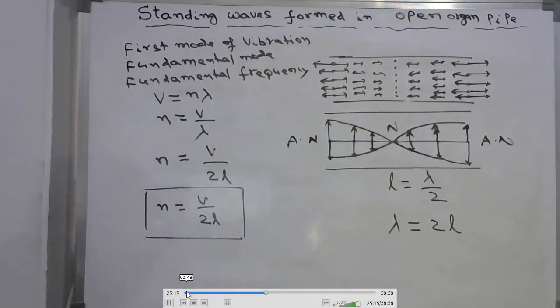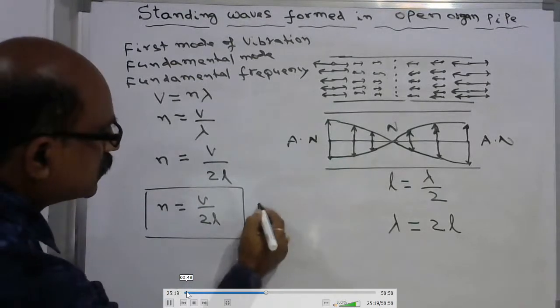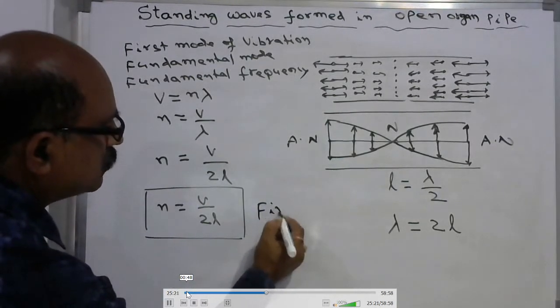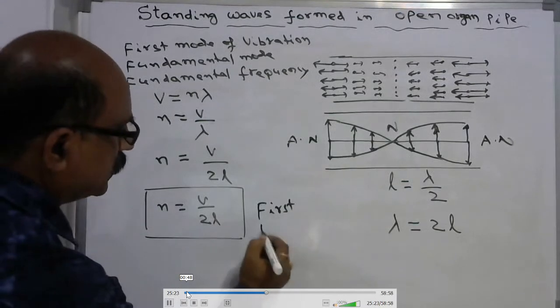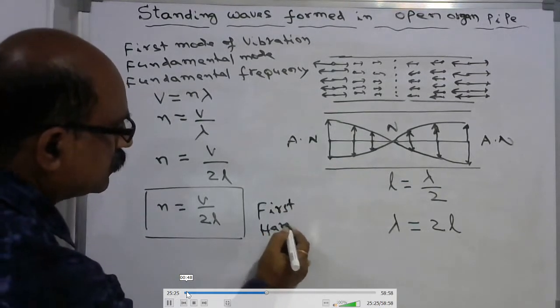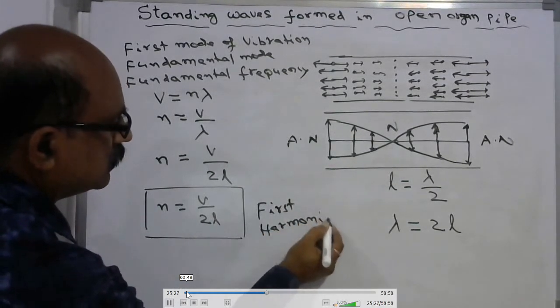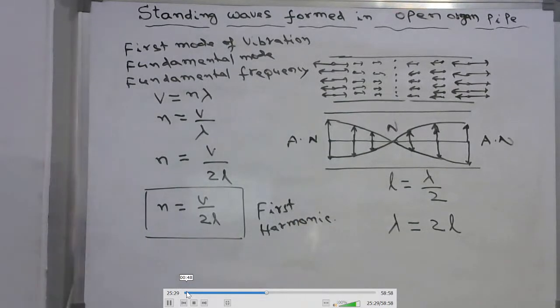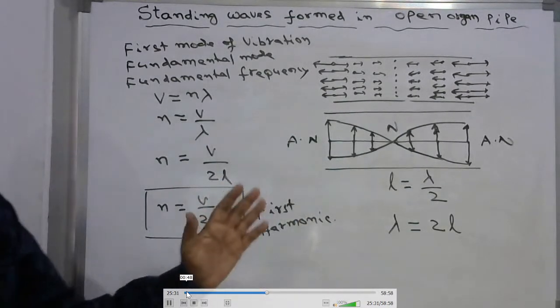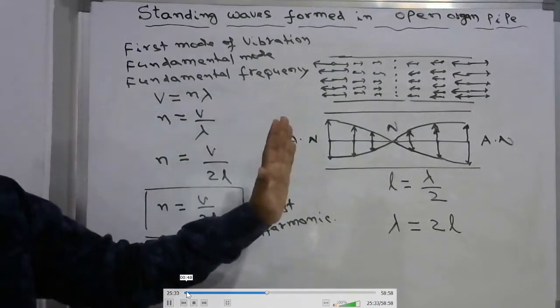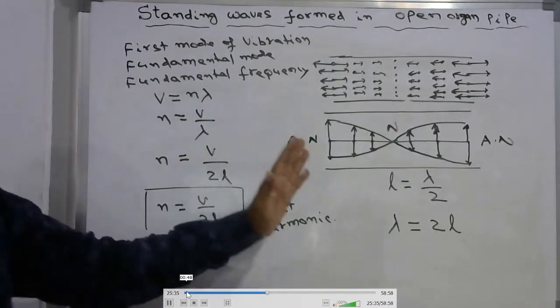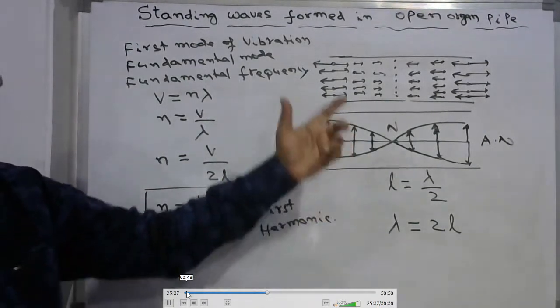This is also called first harmonic. This note is also called first harmonic or fundamental frequency. This is how the stationary or standing waves are formed in the open pipe.